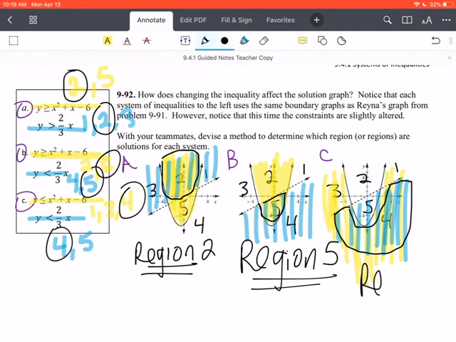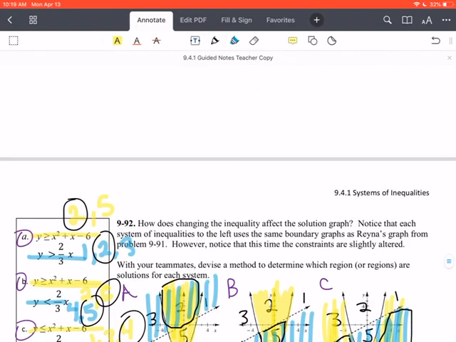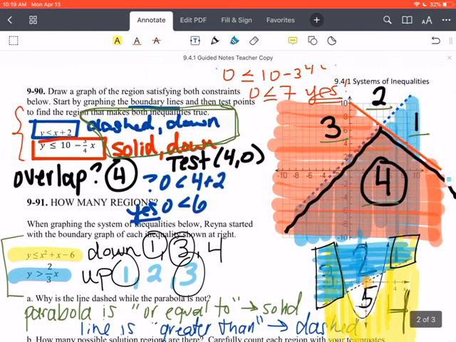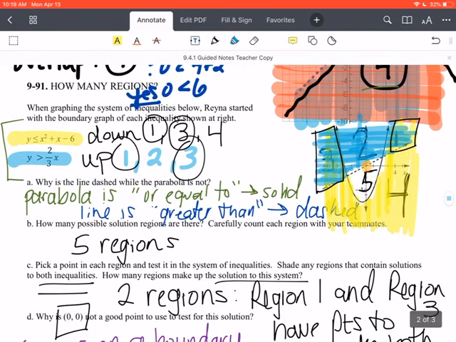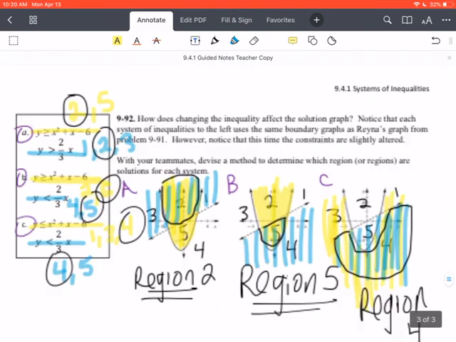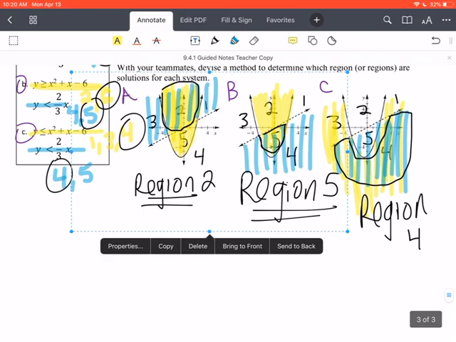In all of these cases, we see that there's only one region that's the solution set. But please keep in mind that when you have nonlinear inequalities, sometimes you might have 2 regions that are the solutions, as you can see on problem 91. So sometimes you're going to have 2 regions. Other times you're just going to have 1 region.